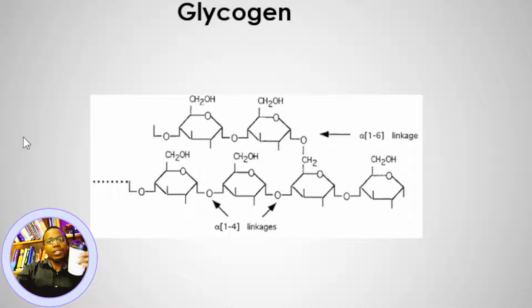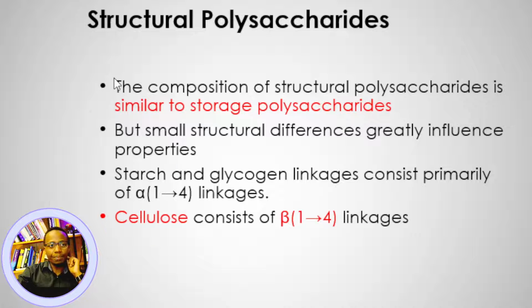So this is an example of glycogen with alpha 1,4 linkages here and then alpha 1,6 linkage on branches, right? And as you can imagine, since we have more branches, glycogen is even more available to be broken down, right? It has more free glucose ends to be used, right?